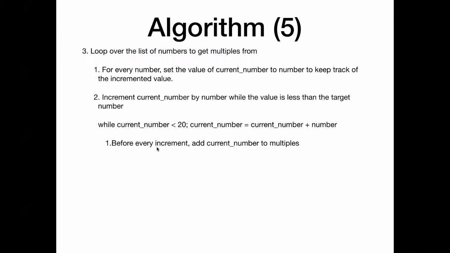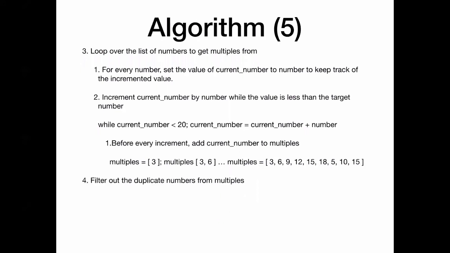But before every increment, add current number to multiples. That's the sub-step of it. So it starts with multiples 3. Add 3, then multiples 3, 6, and so forth. You'll notice that we started off with 3, 6, 9, 12, 15, 18, because we started off with 3. And if you're imagining it, it's like an inner loop. Then this is for the number 5: 5, 10, 15, and that's it. So now we have the list of multiples.